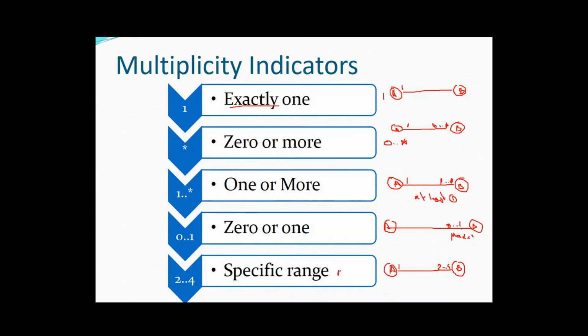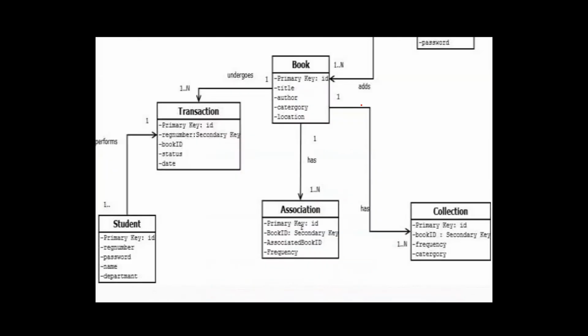This is N to M. We call this one N to M. This one is 0 to 1. This one is 1 to more. This one is 0 to more. This one is 1 to 1. This is how we implement multiplicity. Okay, either 1 to 1 or 1 to many or many to many.